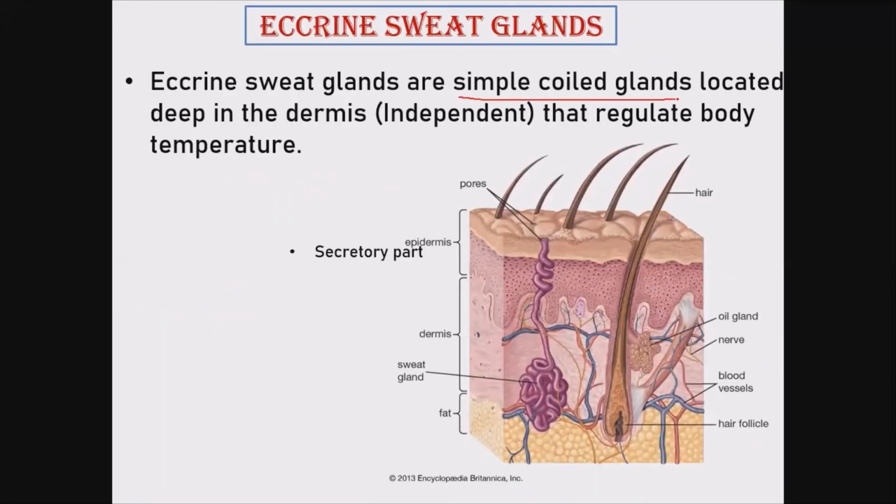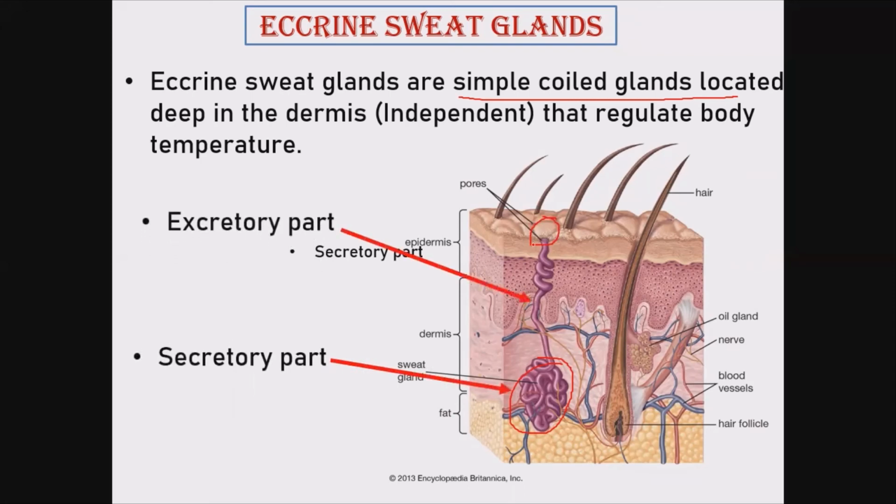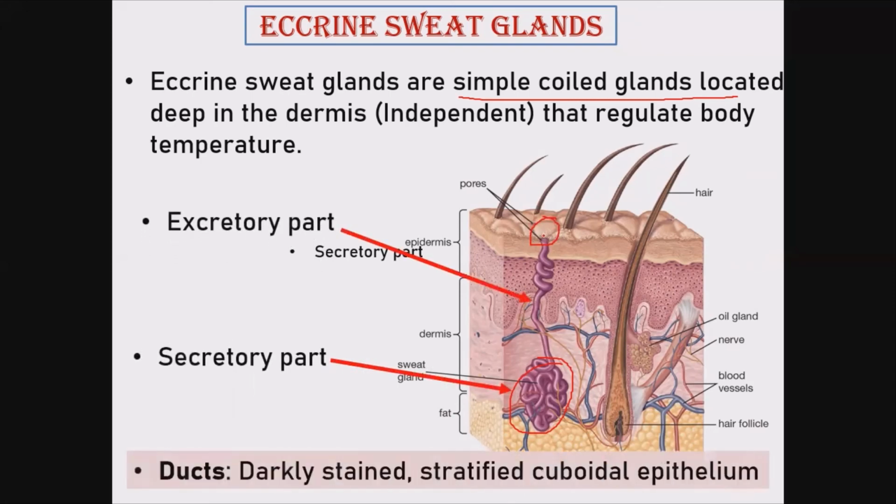Eccrine sweat glands are simple coiled tubular glands. They have two parts: the secretory part is located deep in the dermis, and the excretory part opens on the surface. If you take a section, the secretory part will be lightly stained, and the duct part will be darkly stained, and it will contain stratified cuboidal epithelium.